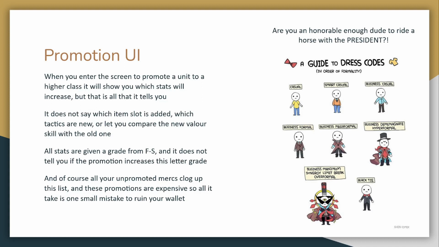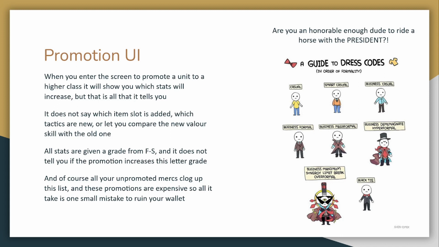And the units that these abilities are tied to can become stronger. Some of them, just the human ones. Angels and beast people and elves are presumably at the peak of their power for some reason. So, when you enter a screen to promote a unit to a higher class, it will show you which stats increase, but that is all that it tells you. It doesn't say which item slot is added, because each one gets a new item slot. It doesn't tell you which tactics in their tactics list are new, or let you compare the new Valor skill with the old one that it's replacing.